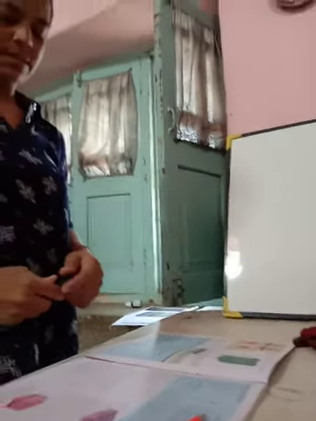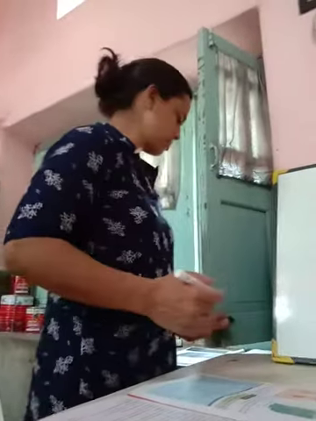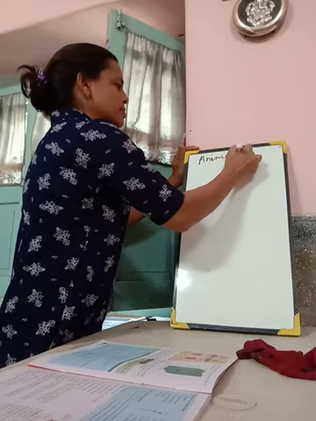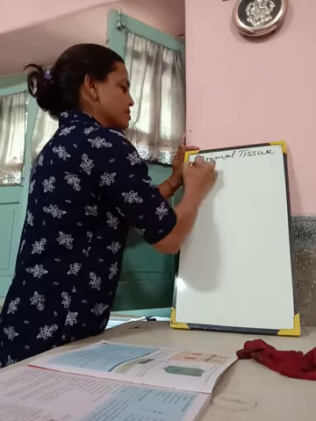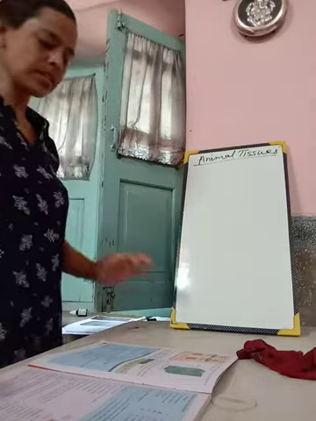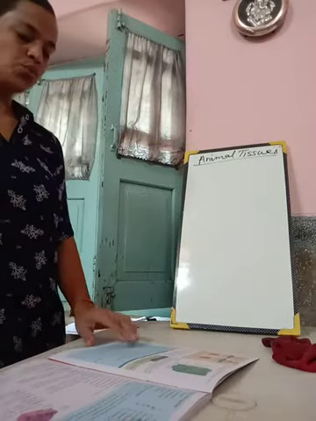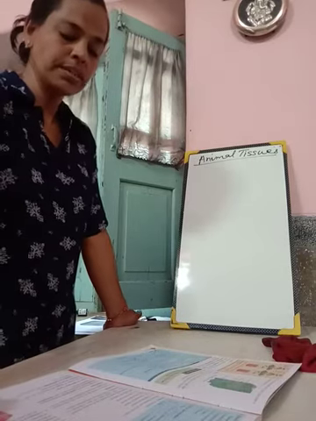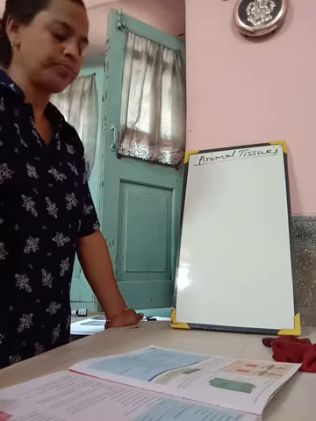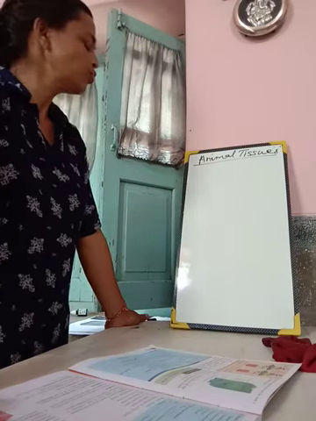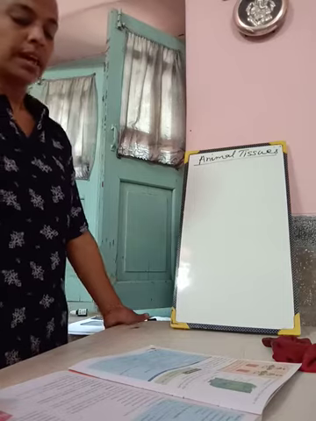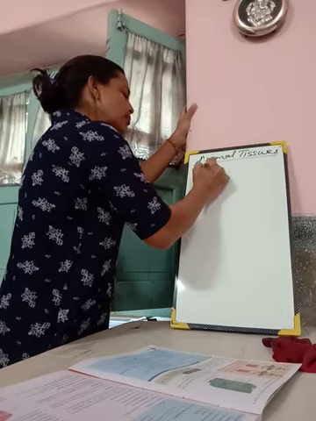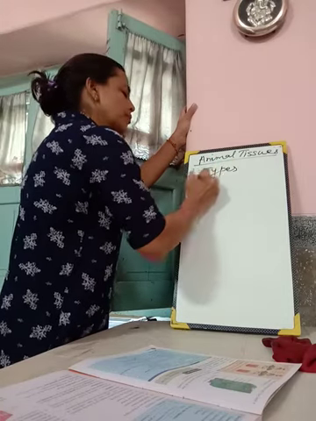Today's topic is animal tissues. We have studied different kinds of tissues present in plants. Now, the topic is animal tissues, the different kinds of tissues found in animals. Animal tissues are of four types.